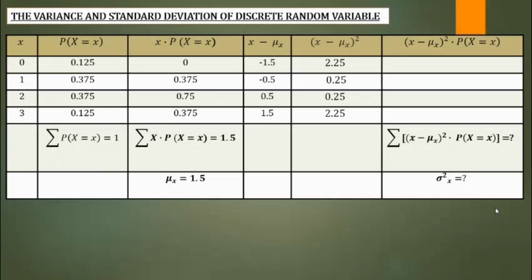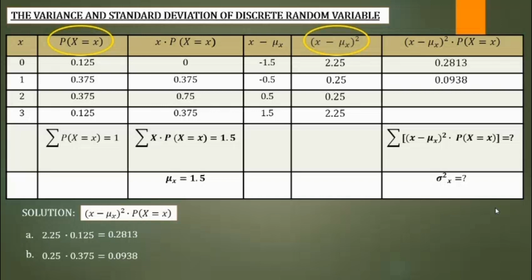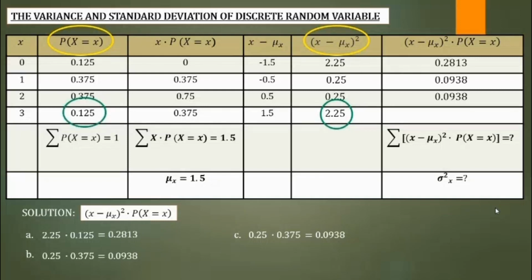And the last column is intended for the product of the squared difference and the probability of random variable x equals x. Okay, let's have first 2.25 times 0.125. The product is 0.2813. Next, 0.25 multiplied by 0.375 is equal to 0.0938. Next, 0.25 times 0.375 is equal to 0.0938. For the last, 2.25 times 0.125 is equal to 0.2813.